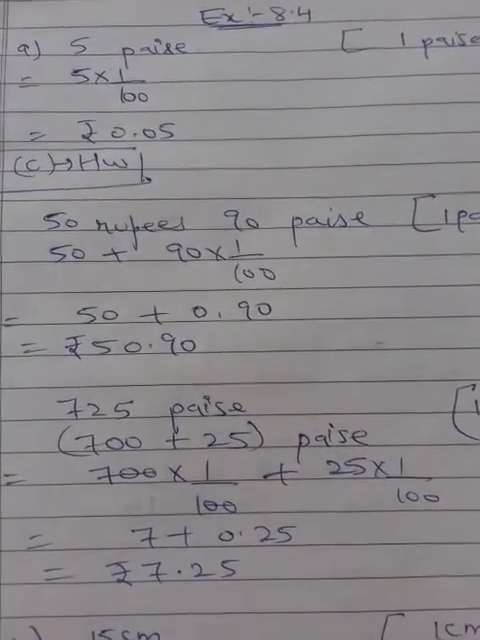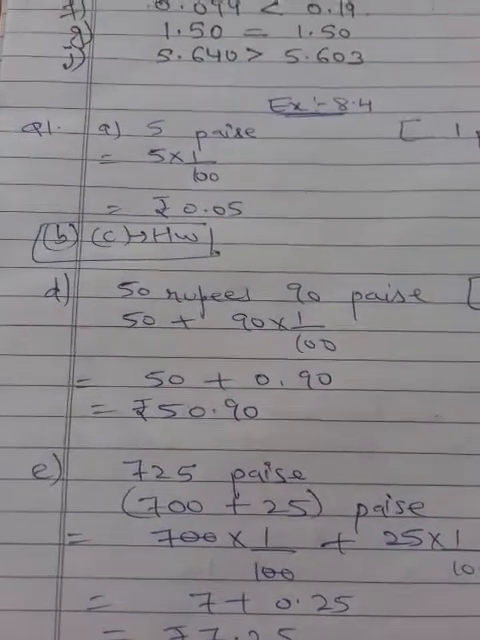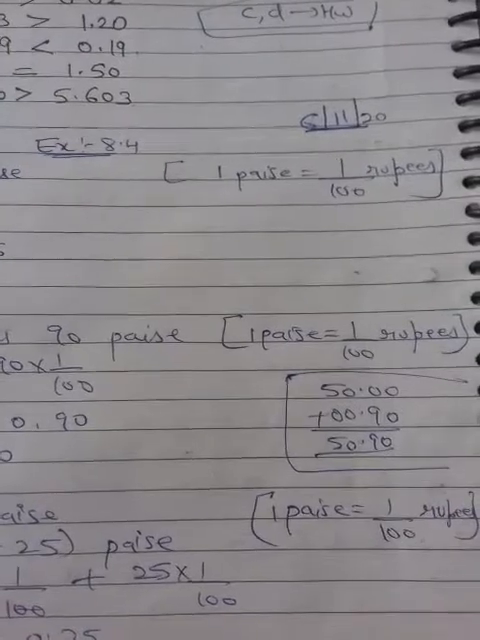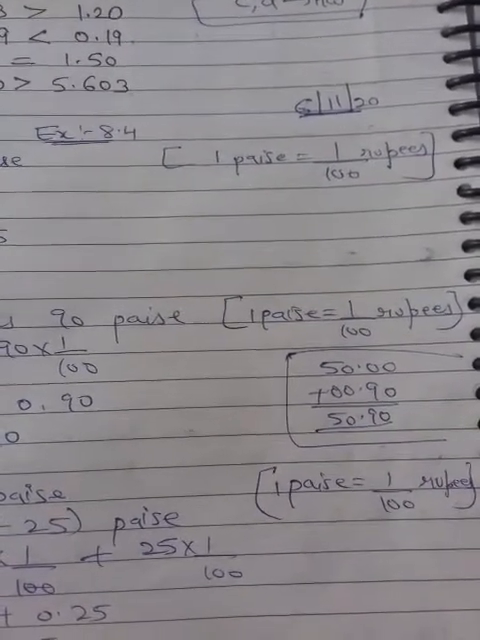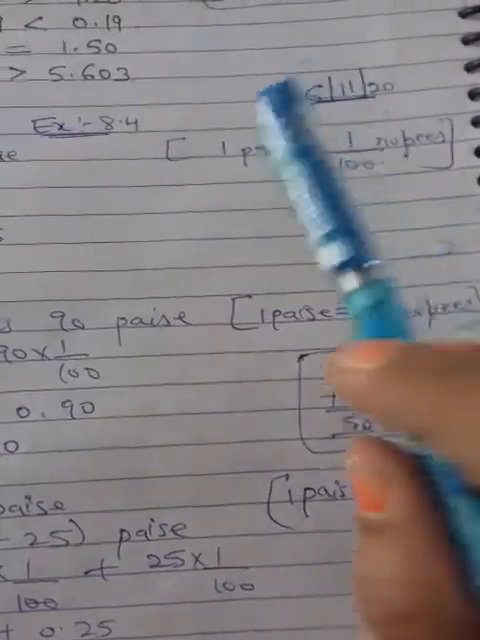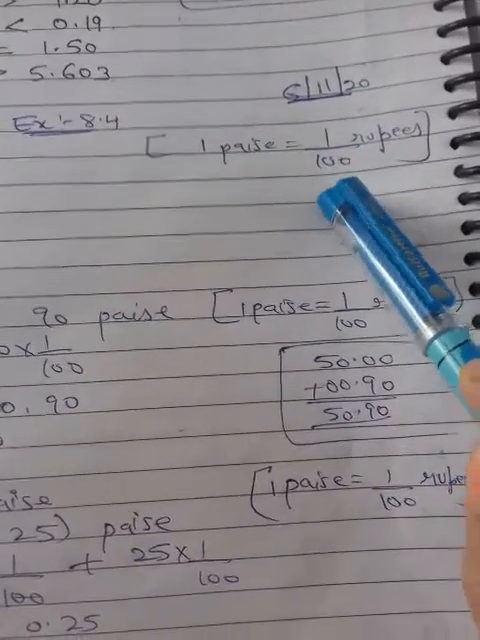As you all know, in previous classes you have learned that 1 rupee is equal to 100 paise. Right? 1 rupee is equal to 100 paise. So if we have to convert paise into rupees, what will we do? We have to divide it by 100.